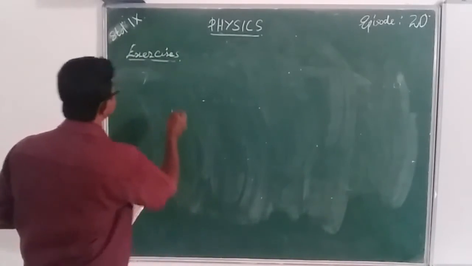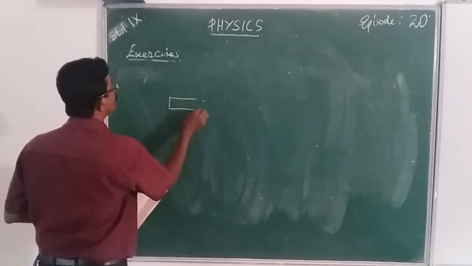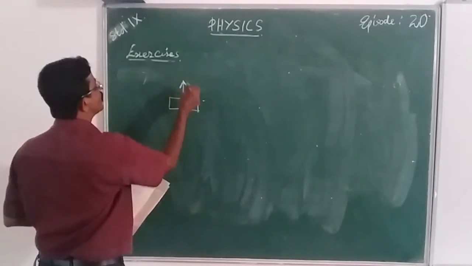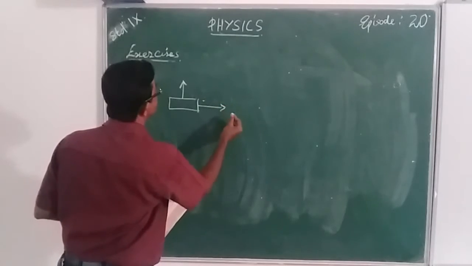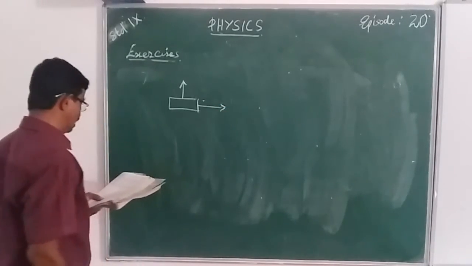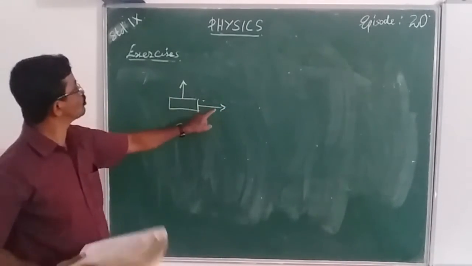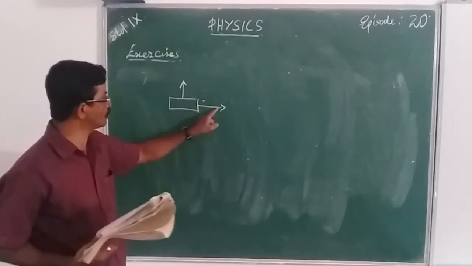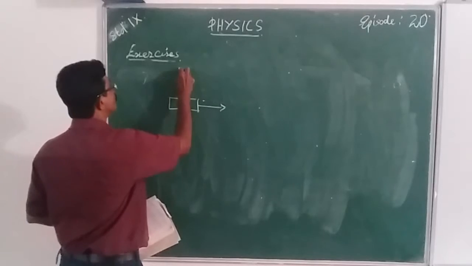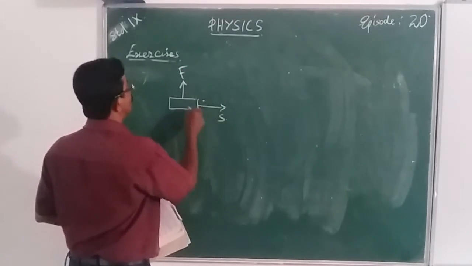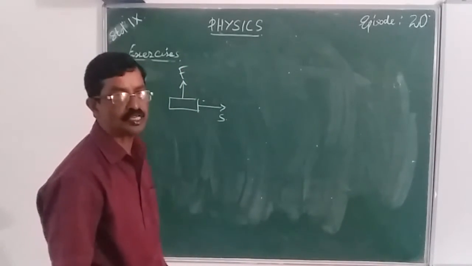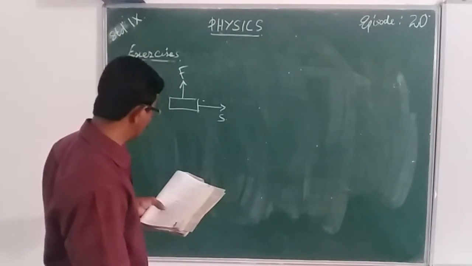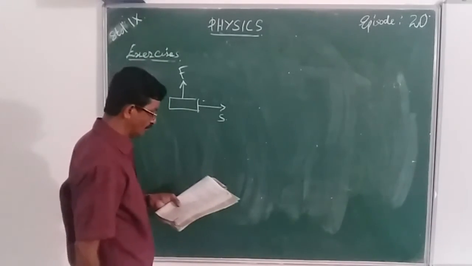Here is a block. In this case, the force is acting upward and the displacement is in this direction. Here, force and displacement are perpendicular. This is the force and this is the displacement. These two are perpendicular to each other. Hence, the work done is 0. In this case, work done is 0.